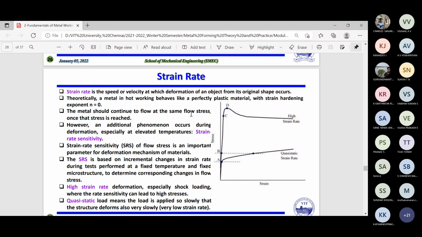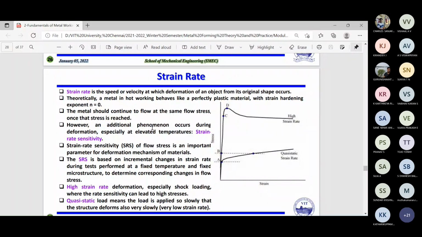Theoretically, a metal in hot working behaves like a perfectly plastic material with strain hardening exponent n equal to 0. Yesterday we also talked about the stress-strain diagram, the elastic behavior zone, then plastic behavior, then the strain hardening part, then also the necking part. I just showed the diagram. And the metal should continue to flow at the same flow stress once that stress is reached.